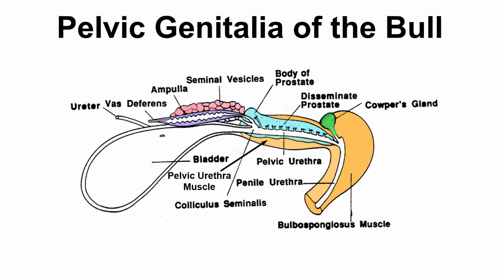And another structure here is the urethra, the pelvic urethra. So the urethra is surrounded by the prostate gland. And the prostate gland has two portions.